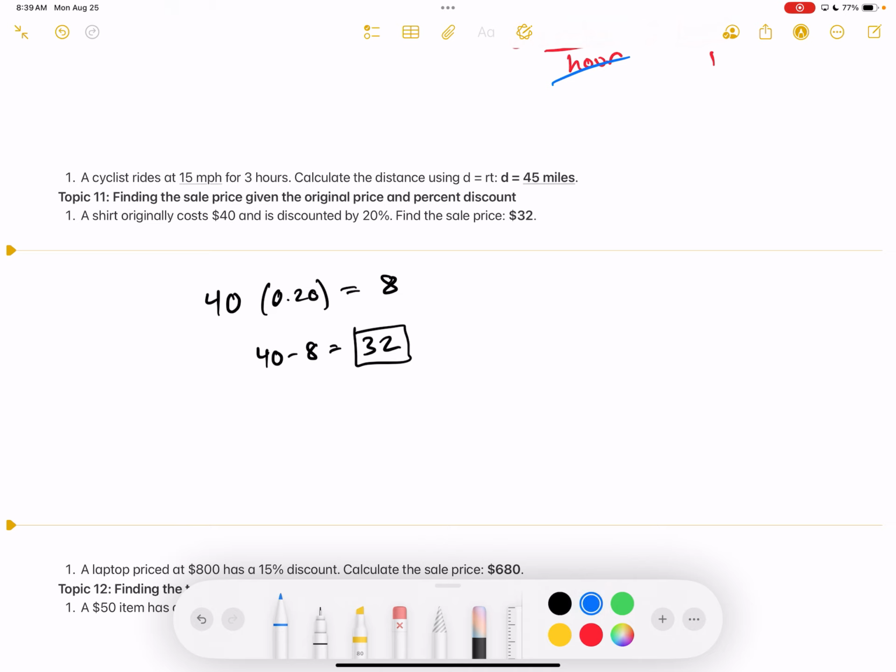The other way to do it is to say if it's discounted 20%, that means I'm paying 80% of the cost of it, okay? So just because something's on sale for 20% off, you're still paying 80% of it. So if I do 40 times 0.80, that would give me the same answer. So you can multiply first and then subtract, or you can subtract first and then multiply. I'm only paying 80% if it's 20% off.